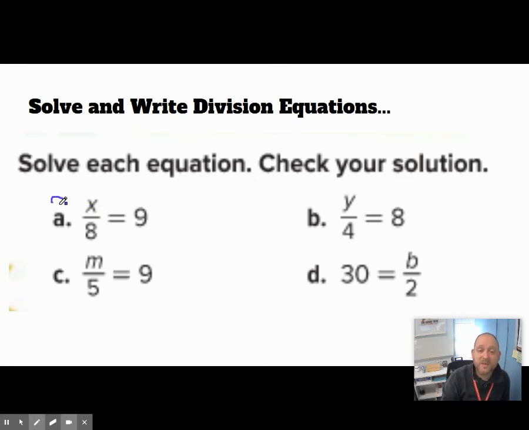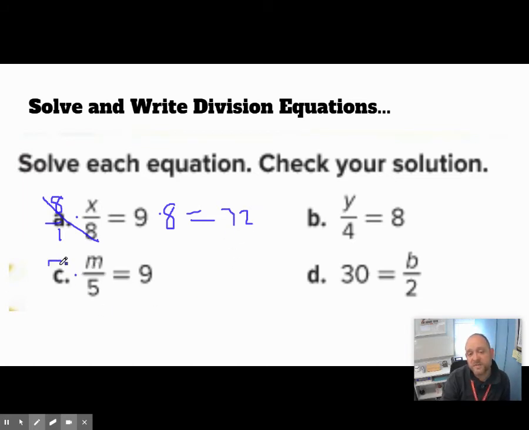All right, so all we need to do for this first one, again, we're dividing by 8, so if I multiply by 8, that will cancel these guys out. I have x equals 9 times 8, which is 72, and I am finished. X equals 72.